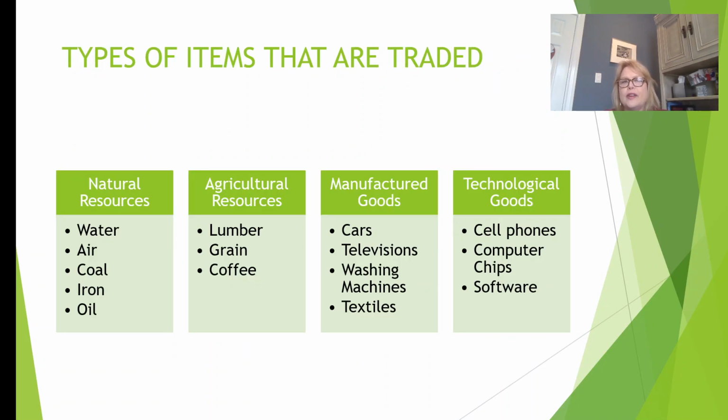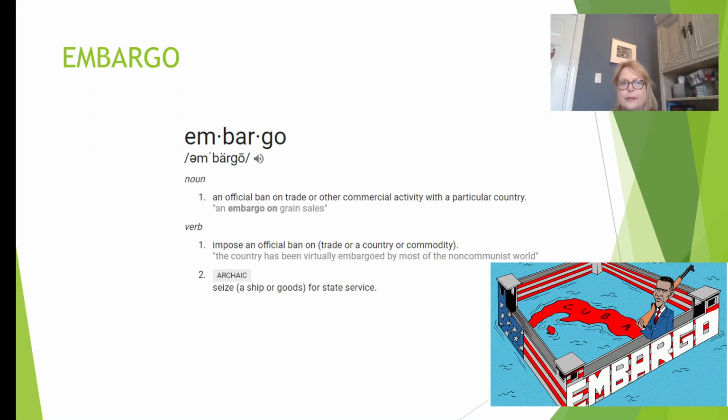Here are 4 categories of items that people trade. So natural resources, you've learned about this since you were probably in elementary school. Water, air, coal, iron, oil, things like that come out of the earth. Agricultural resources like lumber, grain, coffee. Things that are manufactured, so this list could go on forever, but textiles, which means cloth or fabric, washing machines, TVs, cars, all the things that are actually made in a manufacturing facility. And then there are things like technological goods. We would not have a cell phone if the cell phone had to be built in the United States. It'd be much more expensive. So all these kinds of things are examples of items that we trade.